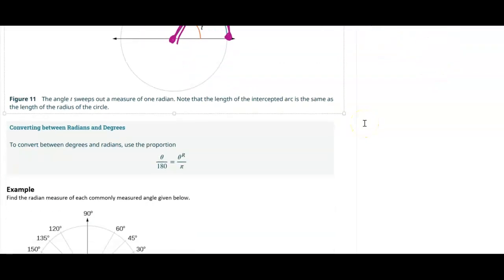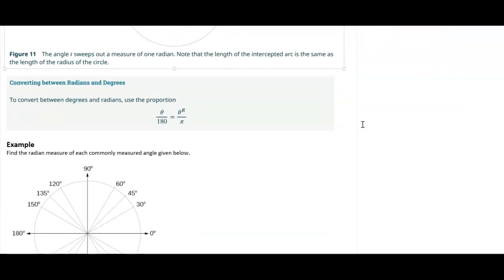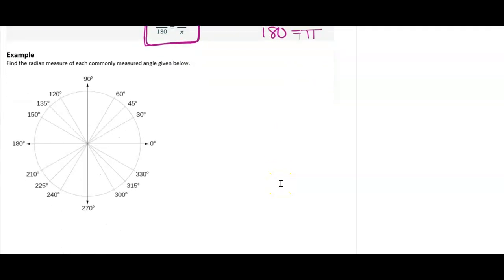Now, if I want to convert back and forth, the way that I'm going to do that is through this proportion right here, or the fact that 180 is equal to pi. In this example, we won't go through each and every one of these, but some of them that are really, really common, like 30 degrees.